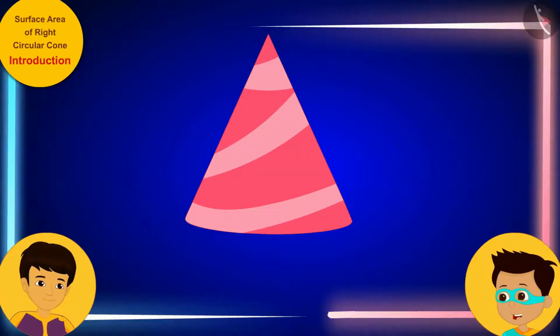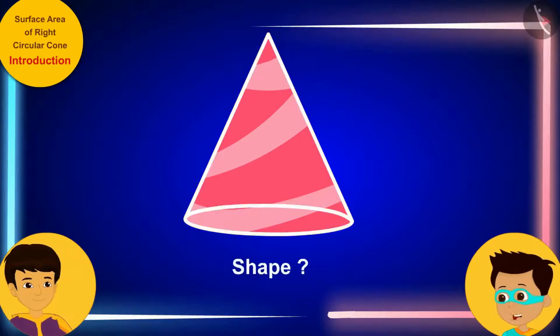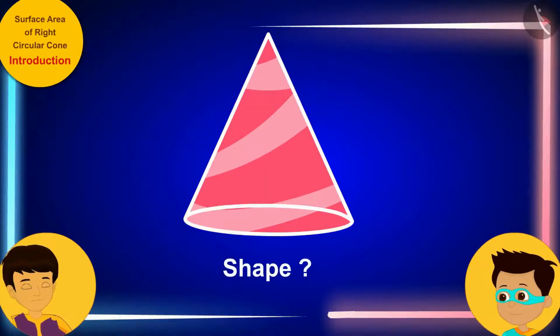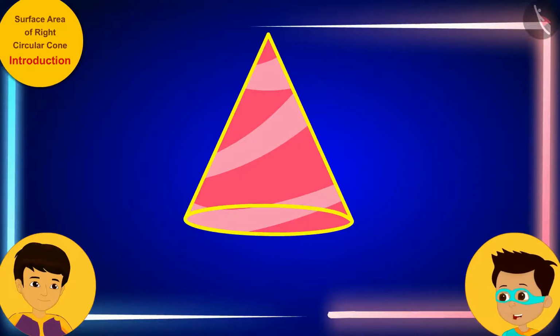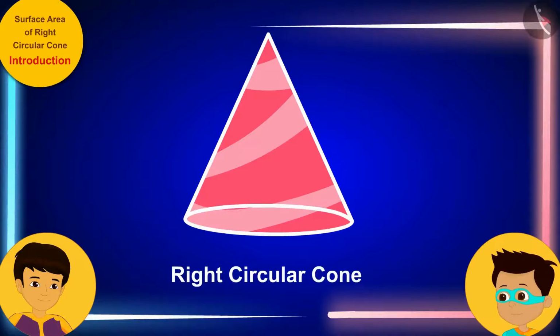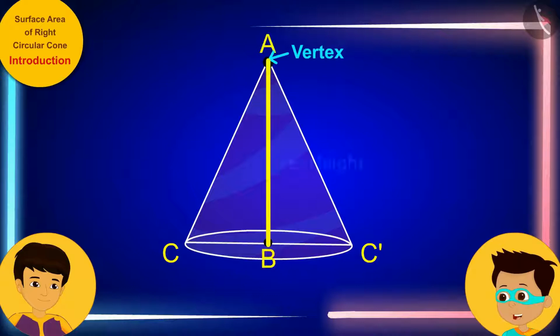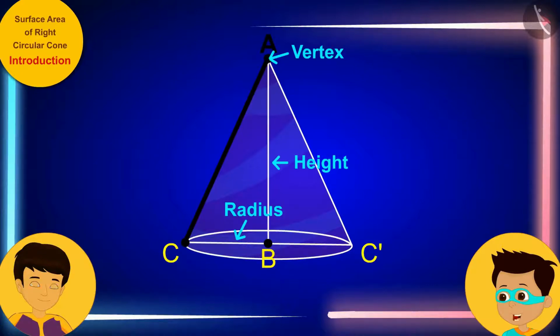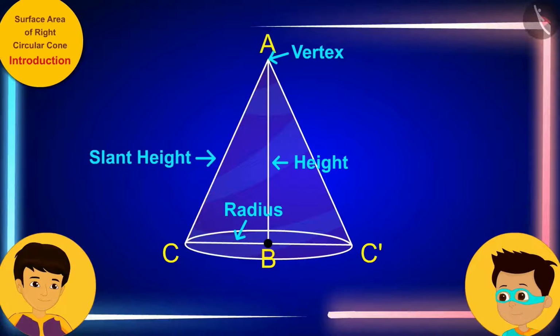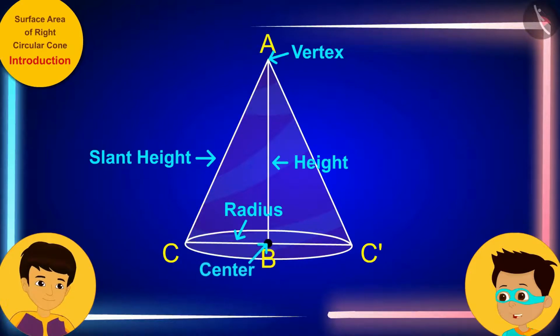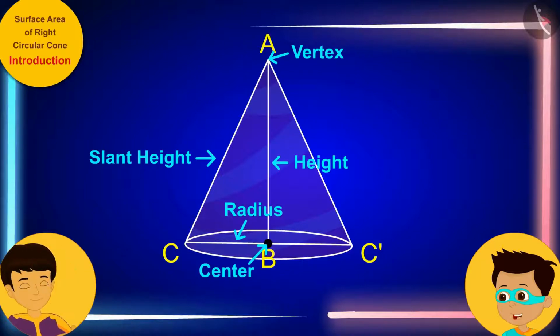Manas, can you tell me by what name is this shape of the hat better known? I don't know, Thomas. We call this shape of the cap a right circular cone. Here, point A is called the vertex of this right circular cone. AB is its height, and BC is the radius of its base. And do you know something new? AC is called the slant height of this cone. And here B is the center of the base, which is circular in shape.